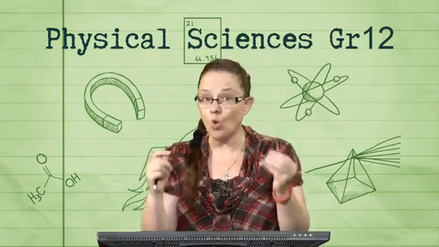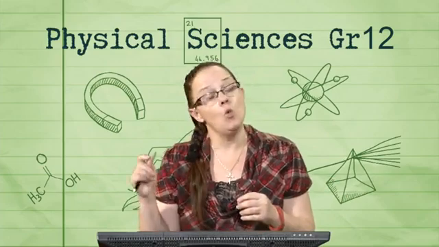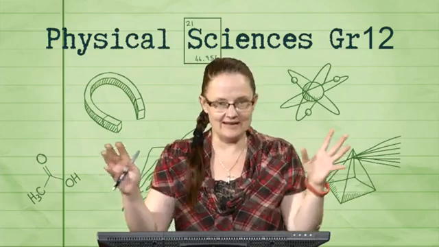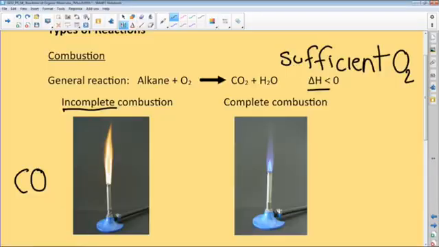If we have sufficient oxygen, we will always get carbon dioxide and water, without exception. Now, delta H is negative. You learned that in grade 11. That means it is exothermic. It gives off lots and lots and lots of heat, which is why alkanes are very good fuels.